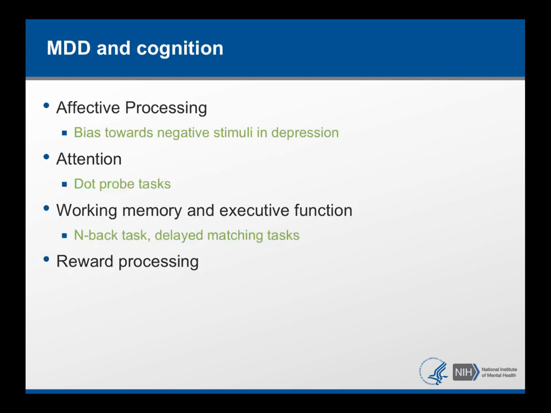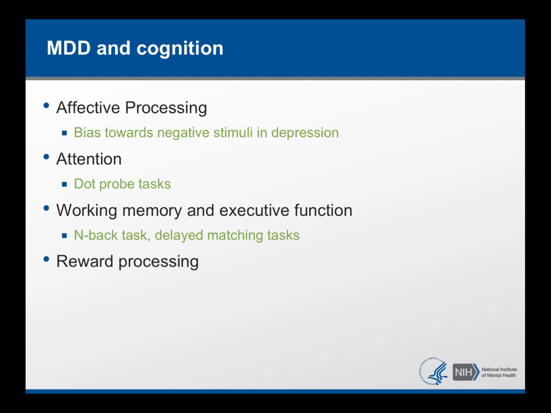When we think about cognitive function and functional imaging in depression, we kind of think of it in terms of different domains. The first domain, and probably the one that's most frequently studied, is affective processing. How do people process emotions? And there's a good deal of evidence that points towards a bias towards negative stimuli and away from positive stimuli in subjects with depression as compared to healthy subjects.